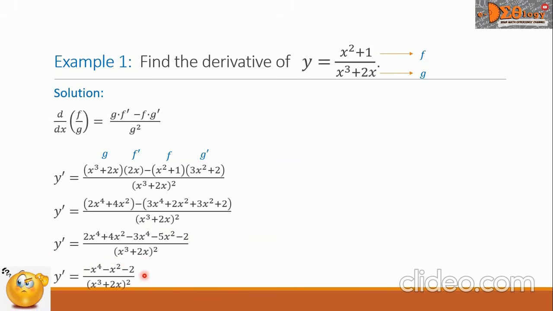And in the denominator, it will just be the same, the square of the quantity x cubed plus 2x. This is our derivative. This is the final answer.